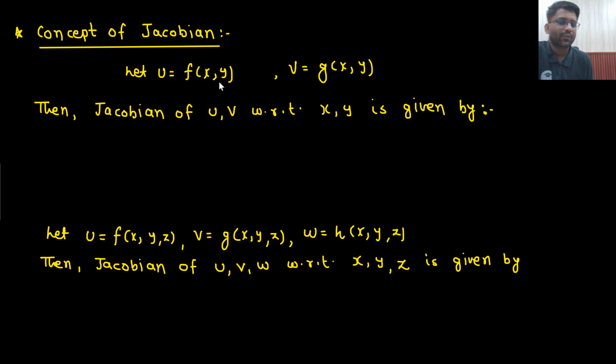Let u be a function of x comma y. v is also a function of x comma y. It is a different function. Then the Jacobian of u comma v with respect to x comma y is given by a determinant.